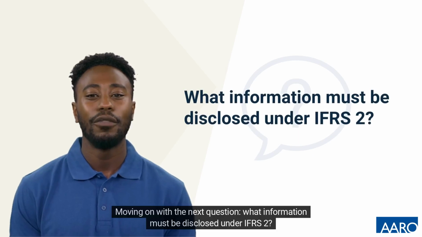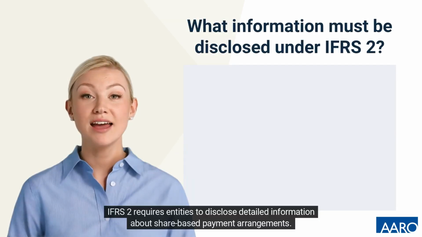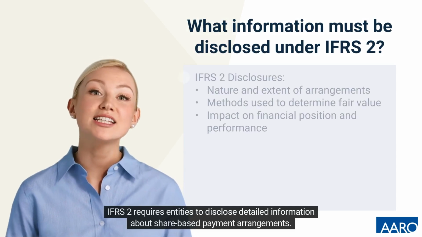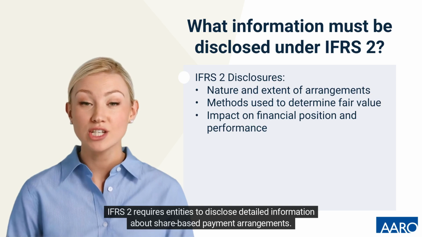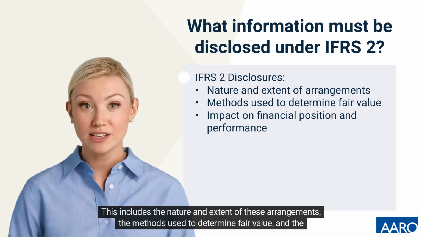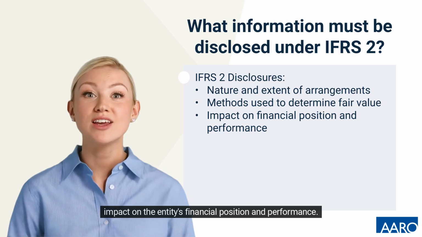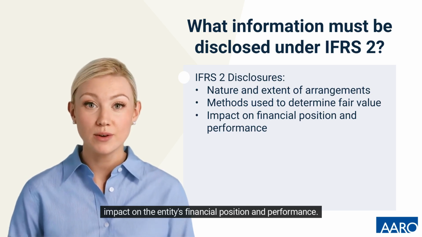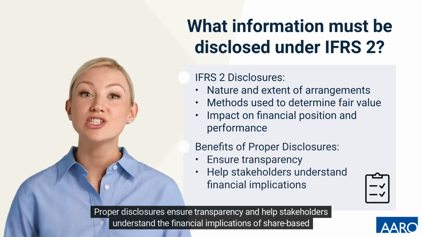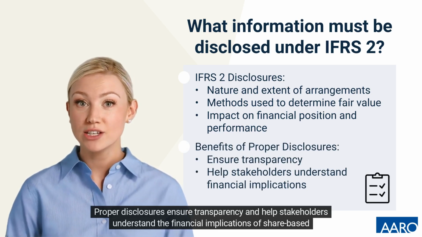Thank you. Moving on with the next question, what information must be disclosed under IFRS 2? IFRS 2 requires entities to disclose detailed information about share-based payment arrangements. This includes the nature and extent of these arrangements, the methods used to determine fair value, and the impact on the entity's financial position and performance. Proper disclosures ensure transparency and help stakeholders understand the financial implications of share-based payments.